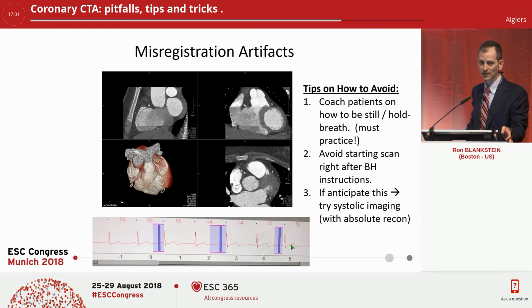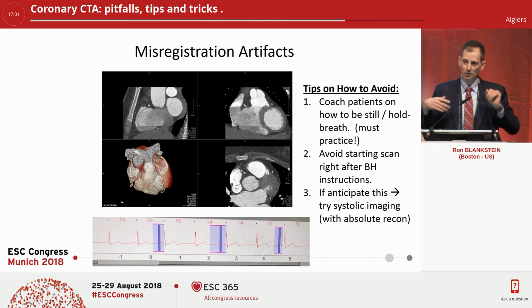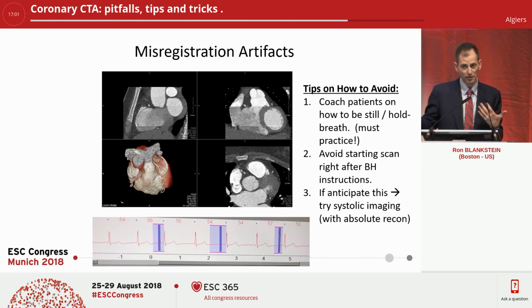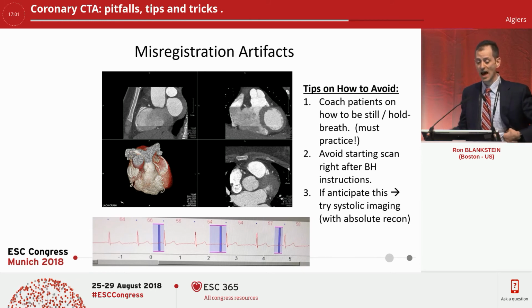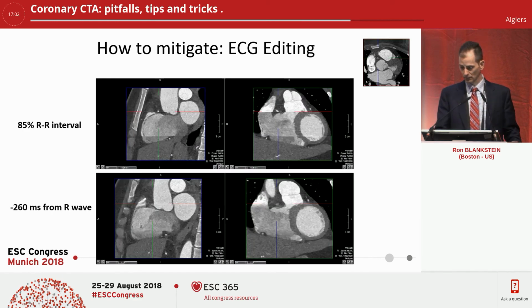Now, let's say you can anticipate this, that someone's not going to do a good job holding their breath, and you say there's going to be a high likelihood of stair-step artifact or misregistration. Maybe the RR interval is very irregular. In that case, I would recommend systolic imaging in reconstructing your images, not as a fixed percentage, but R plus a certain millisecond, for example, 350 milliseconds after the R interval. So perhaps systolic imaging is something that if you plan ahead and you think this might happen.